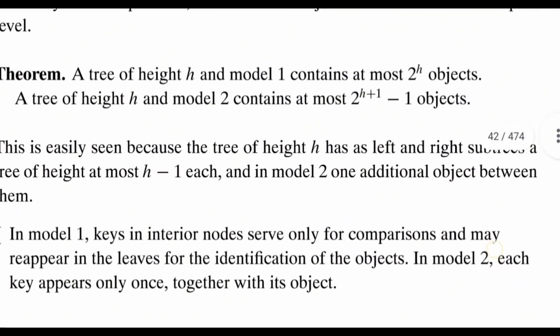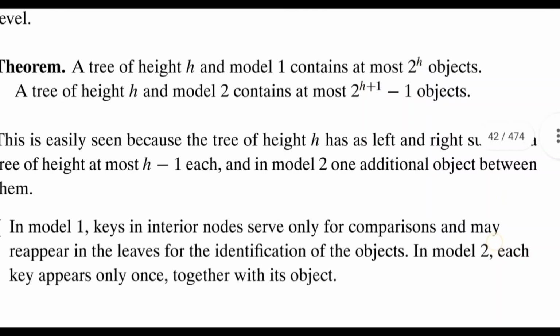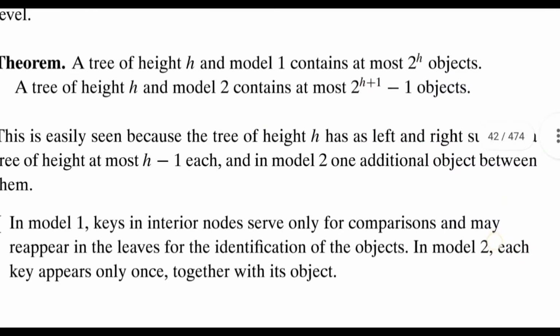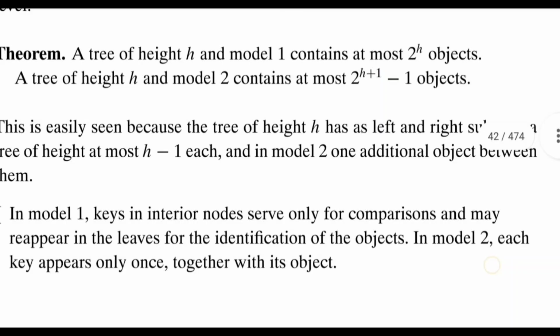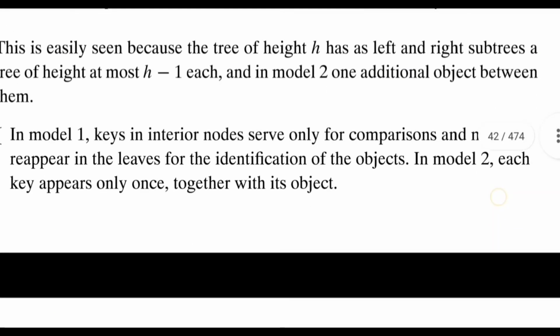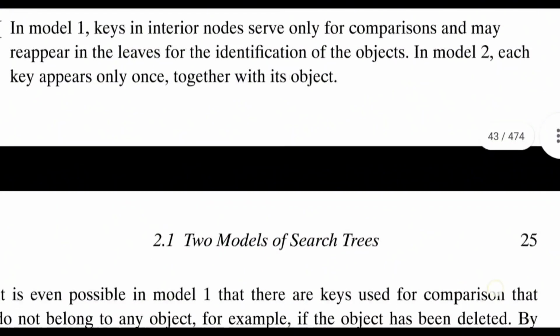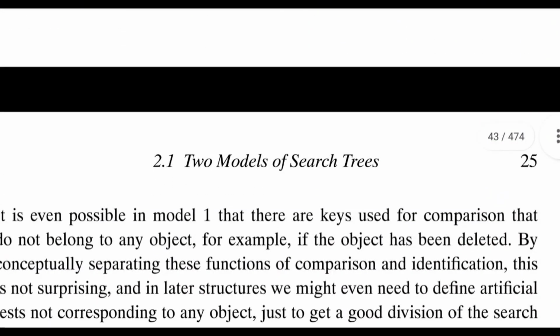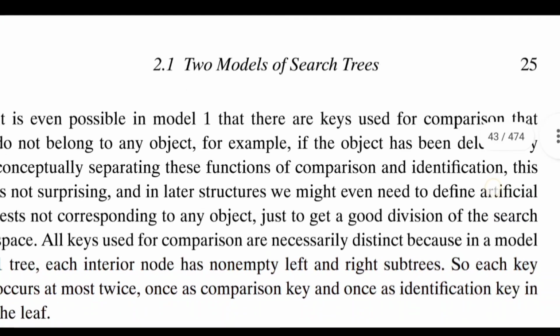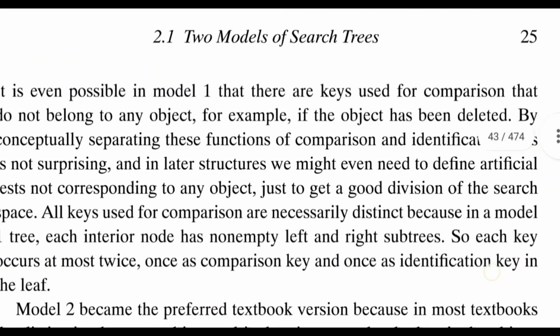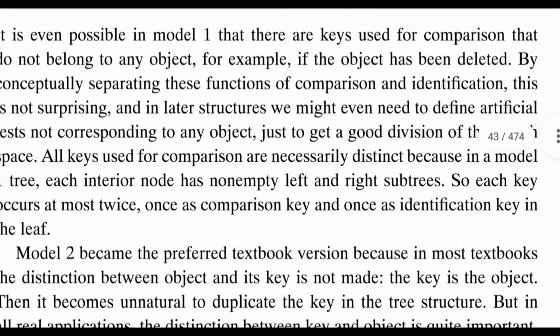They have given here a small explanation about the theorem. This is easily seen because a tree of height h has a left and right subtree. Then in model 1, keys are in interior nodes, and so on, they have given. In this model, each key appears only once together with its object. This is the explanation they have given in this textbook about the two models. You can read it by yourself. It is displayed on the screen.